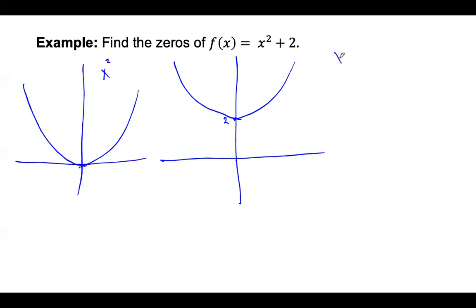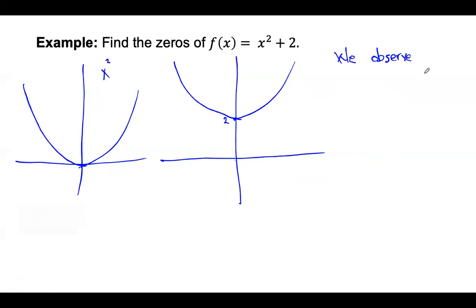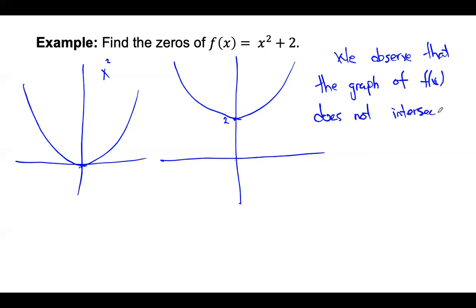So we can therefore observe, just simply by drawing a sketch, that the graph of this particular function does not intersect the x-axis, as we see. So there are no zeros, or roots, whatever you wish to say.